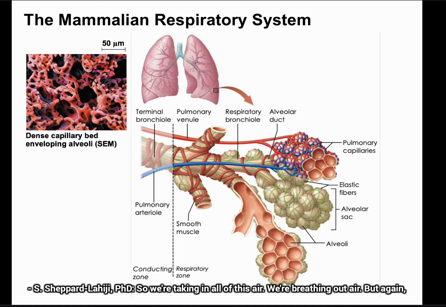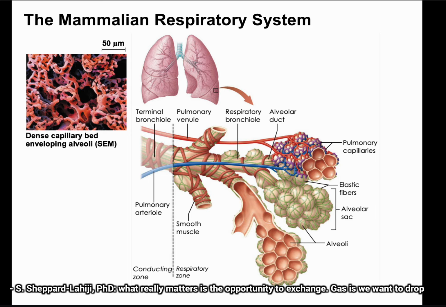So we're taking in all of this air, we're breathing out air. But again, what really matters is the opportunity to exchange gases. We want to drop off what we don't need and pick up what we do need. And when it comes to the mammalian respiratory system, there are two major zones. There's the conducting zone. So in the same way that I was saying, these are conduits or passageways for bringing air through the body or on its way out of the body. There is essentially going to be these conduits up until the bronchiole. The terminal bronchiole will be our last point in which the conduits are found.